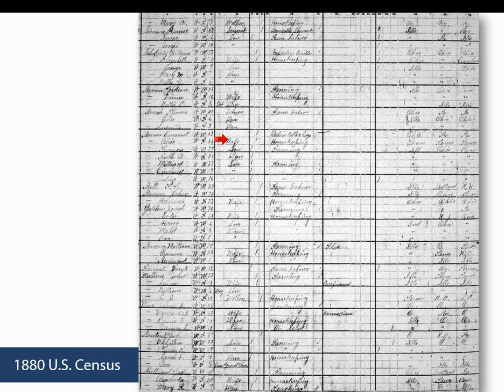It would have been better if they had started asking that question about relationships in 1870, but that's okay. So in 1880, we get some of the same information, which is fine, but we want to make sure that we look at everything.